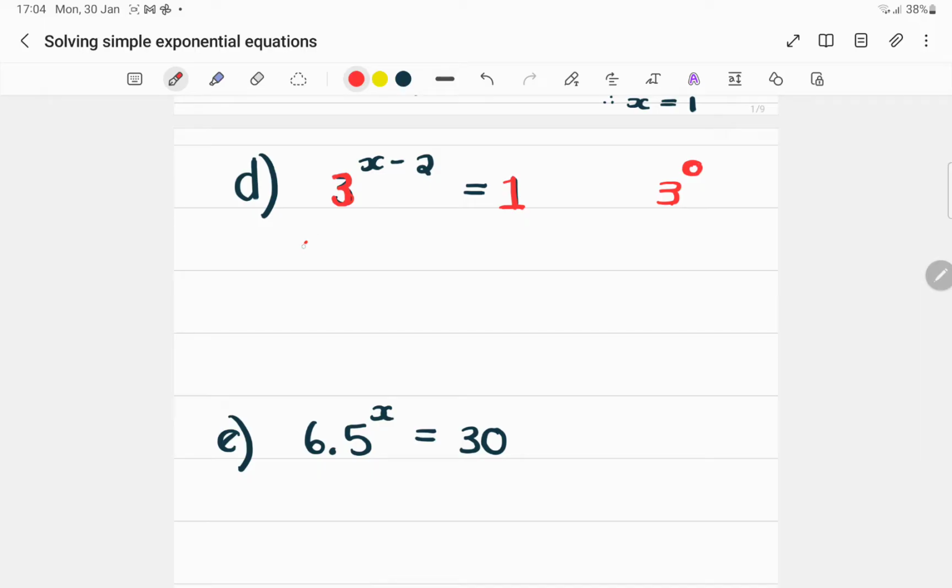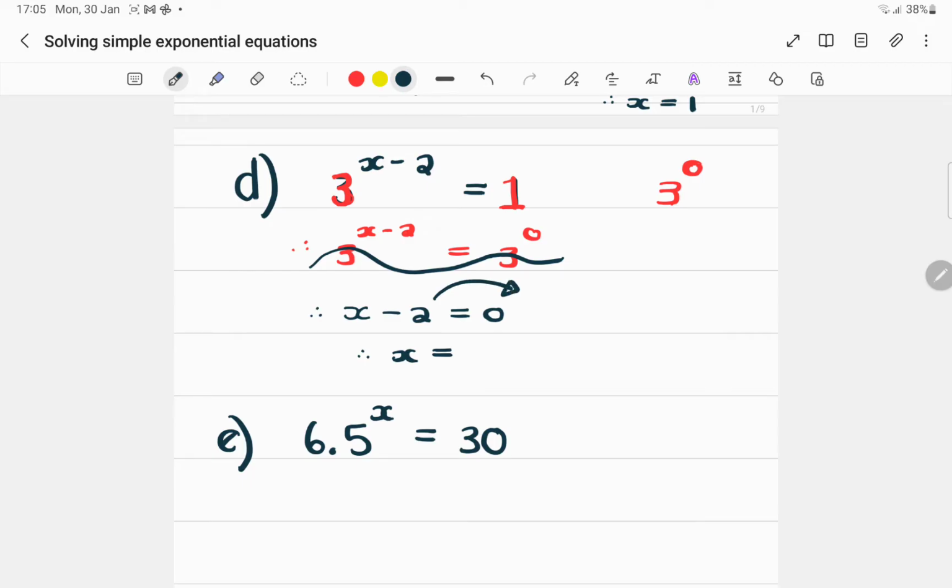the power of 0. Thus, we've got 3 to the power x minus 2 is equal to 3 to the power 0. We drop it like it's hot, and then we've got, therefore, x minus 2 is equal to 0. Thus, x is equal to, if you throw that side over, it will become a positive 2.